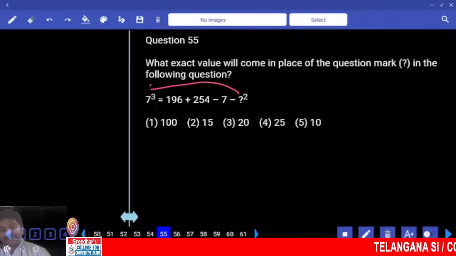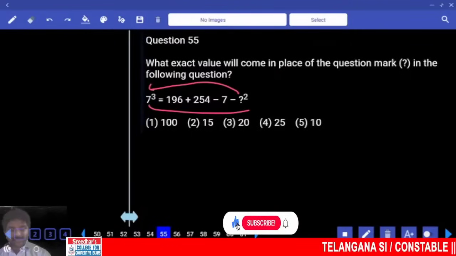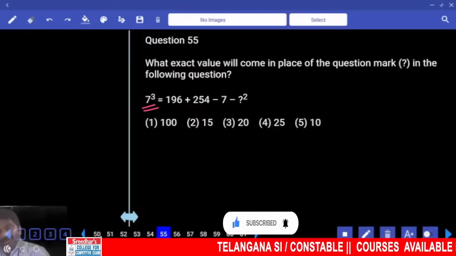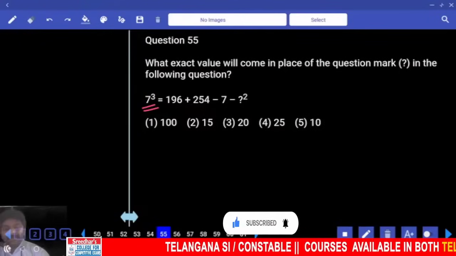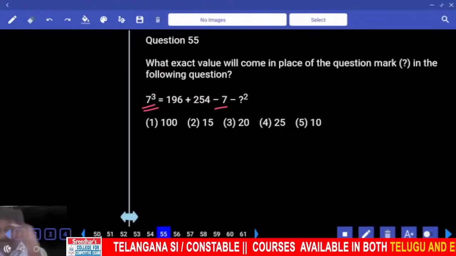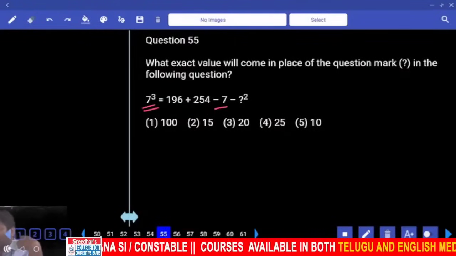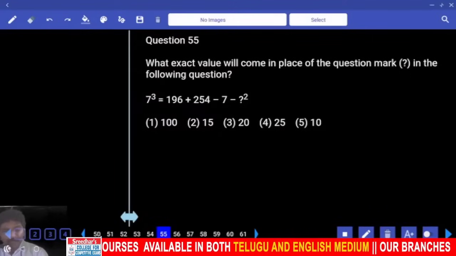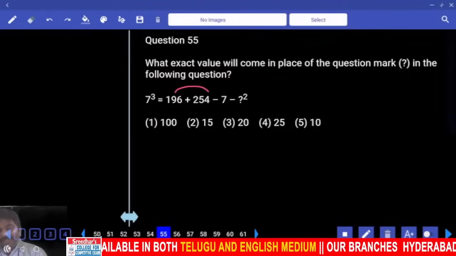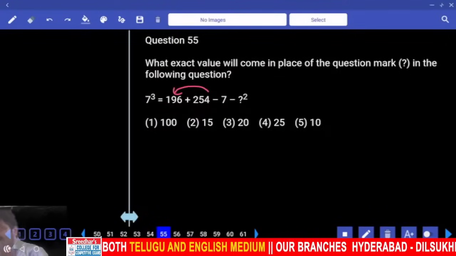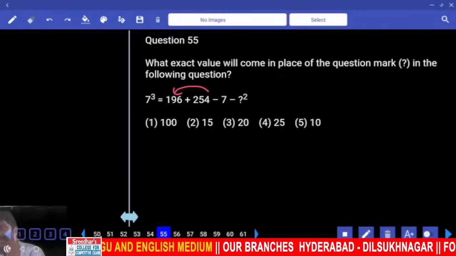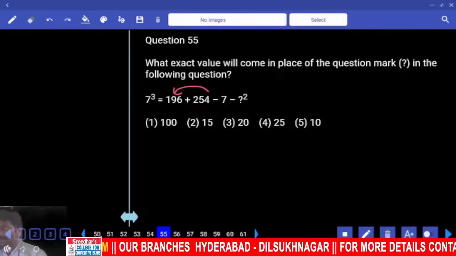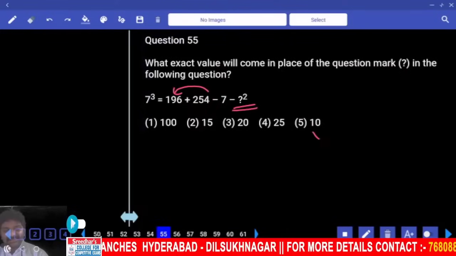Minus x square comes to left hand side, 7 cube goes to the other side and becomes minus. What is 7 cube? 343, negative number. Minus 7 minus 343. Minus 350. 350, correct? Now, if you add 4 here, first number becomes 200, other becomes 250, sum 450, minus 350, x square is 100, x is 10.